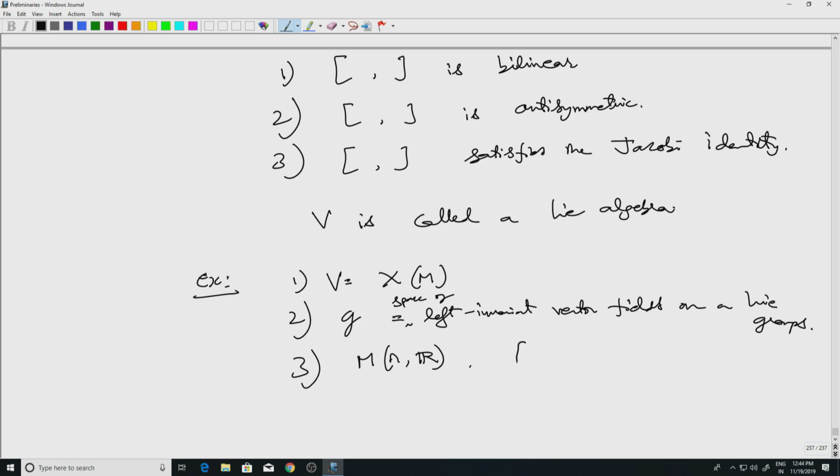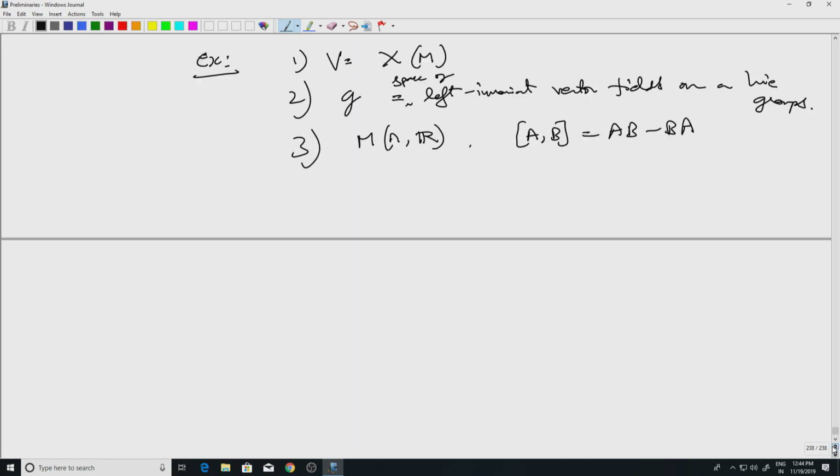and let's define the Lie bracket of X, Y to be just AB minus BA. Then one can easily check that this is a Lie algebra as well. Now what I am going to show is that the third example is not anything new. In fact, the third example arises from the second one, the space of left invariant vector fields. For an appropriate choice of a Lie group, this is a special case of 2. In other words, M_n(R). So let's do that now.